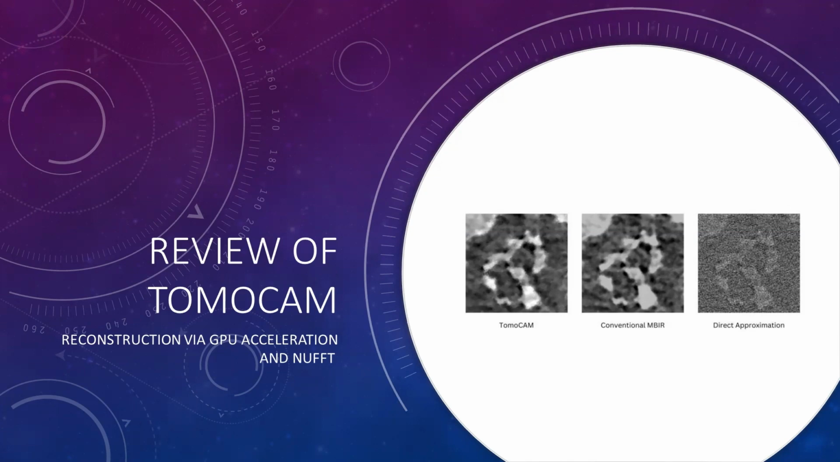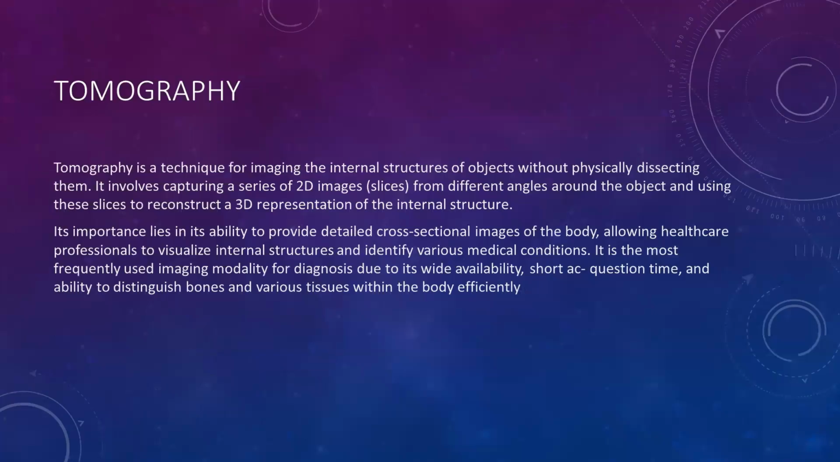Let's start with a concise overview of tomography. So what is tomography? Tomography is a method used to visualize the internal structures of objects without the need for physical dissection. It entails acquiring multiple 2D images or slices from various angles around the object and then reconstructing these slices into a 3D representation of the internal structure.